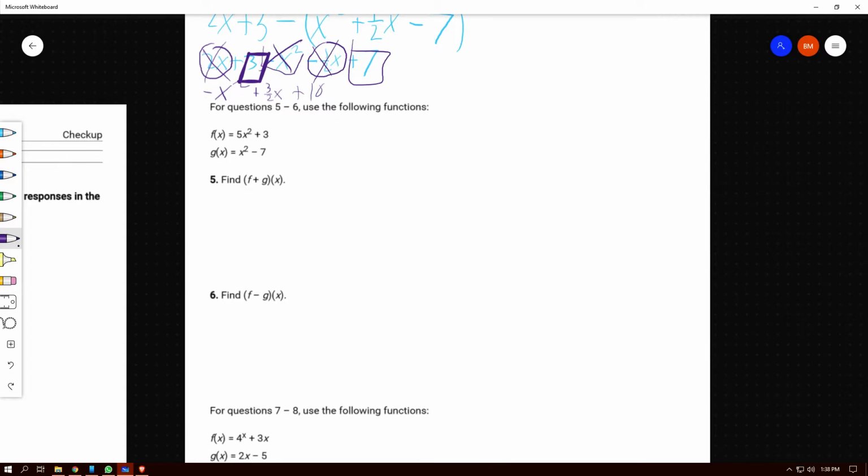All right. And it's f plus g of x, just like we've been doing. So I'm going to write my f function first. It went first. So it's 5x squared plus 3. I'm going to add my g function, which is x squared minus 7. And now I'm looking for, I have an x squared term here. I have an x squared term here. Excellent. Well, I have 5x squared and 1x squared.